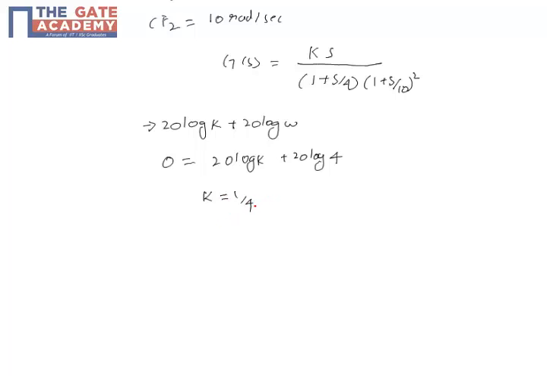So we know k equal to 1 by 4, and what is a? A is equal to minus 1. And then b is equal to 1, c is equal to 2, and k is equal to 0.25. So the summation of a, b, c and k will be 2.25.